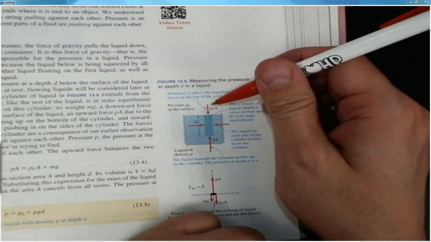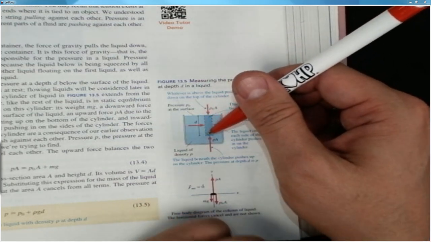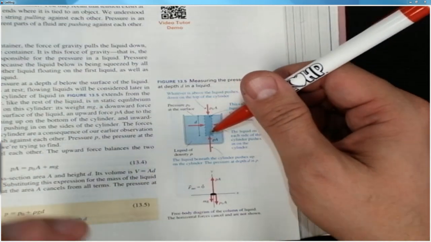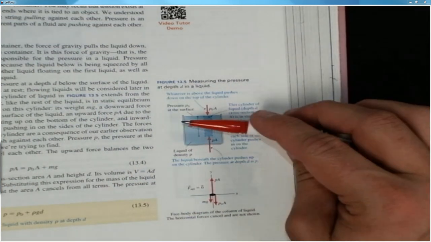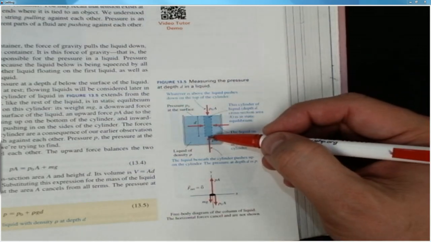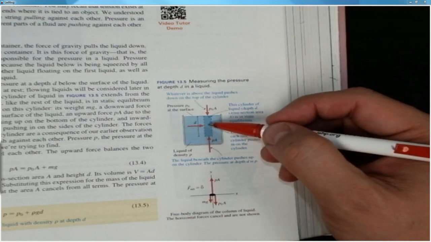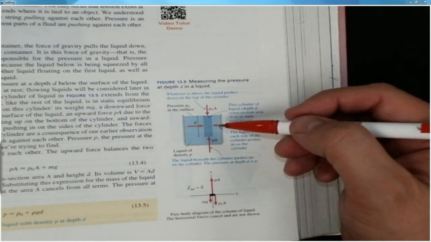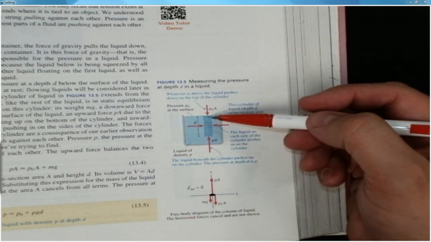And we're just going to look at this column of liquid. It's not actually in a tube or anything. We're imagining a column of liquid inside of our beaker. So here's this column of liquid. We want to know what the pressure is down here. Let's talk about the forces that are being exerted on the column. Well, the column has a depth D.